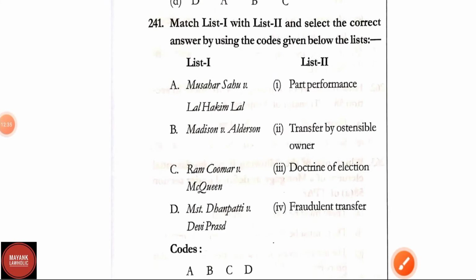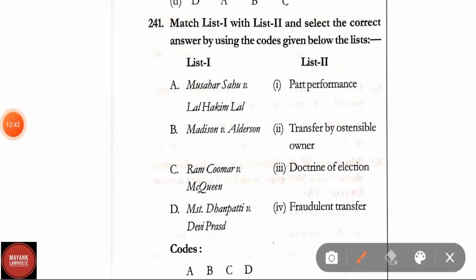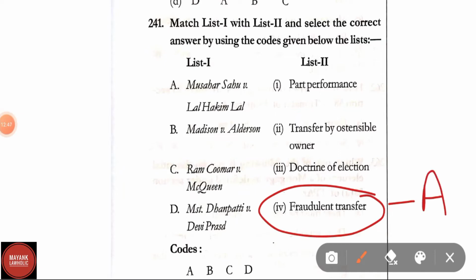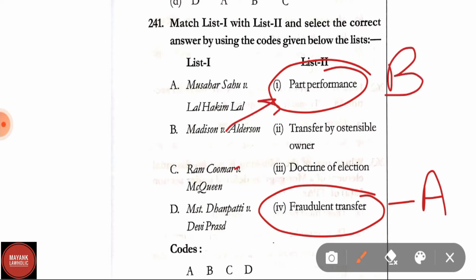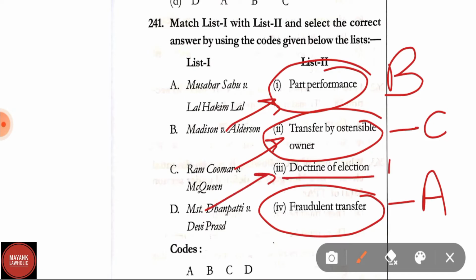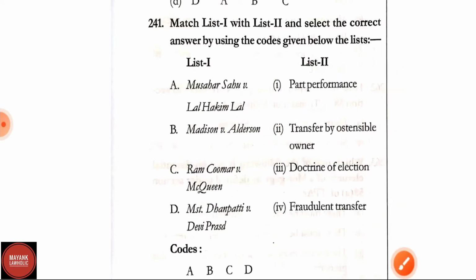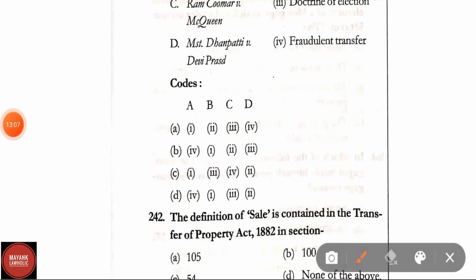Question number 241 is also again match list 1 and list 2. Here Mushahar Sahu versus Lal Hakim Lal is fraudulent transfer. Madison versus Elderson is related to part performance. Ram Kumar versus McQueen is related to transfer by ostensible owner. And MST Dhanpati versus Devi Prasad is related to doctrine of election. By going through these matches, the correct option will be option B.